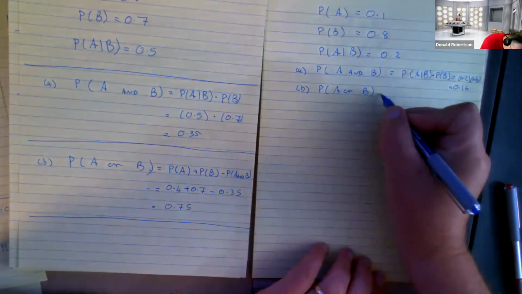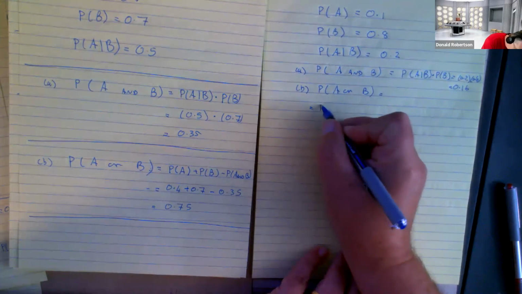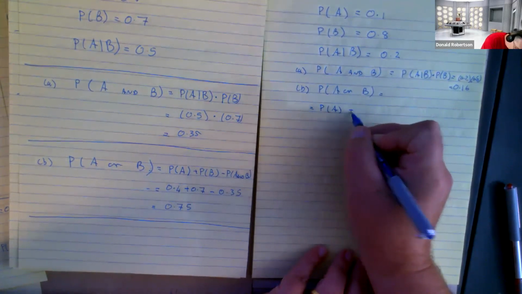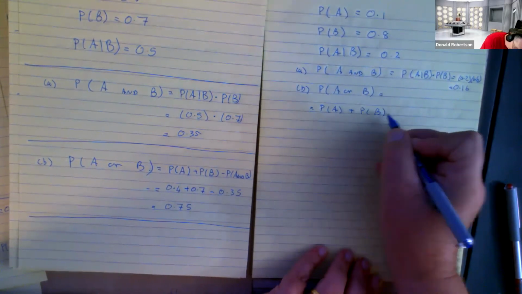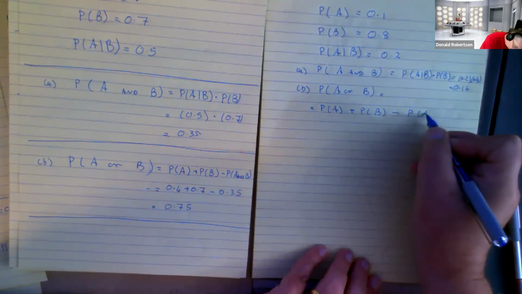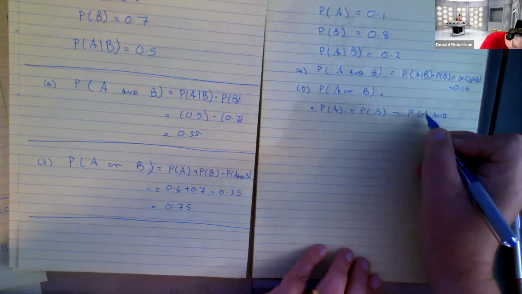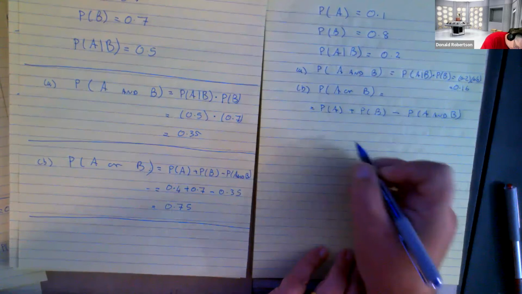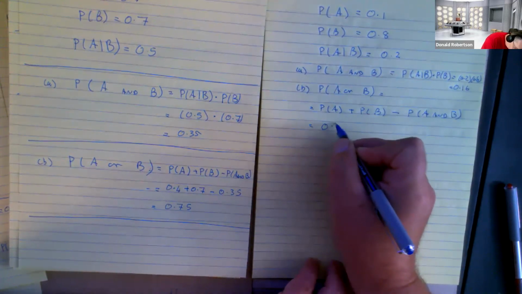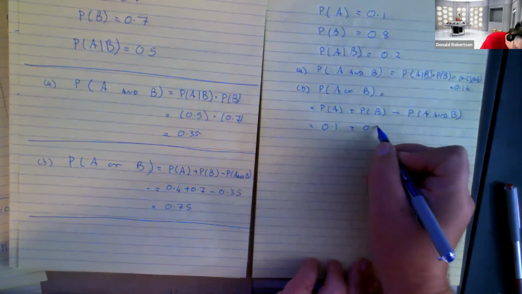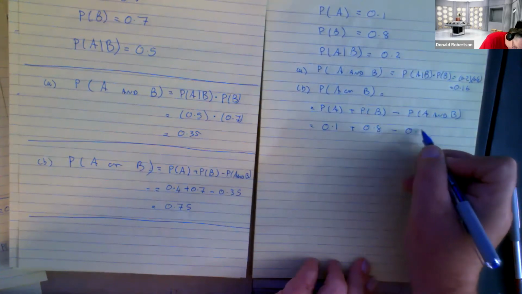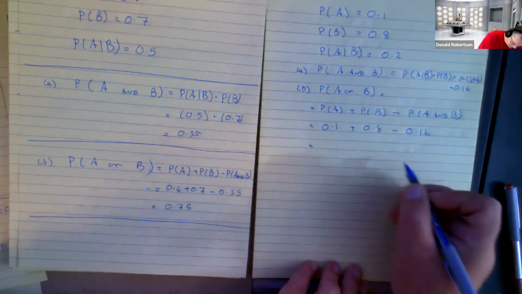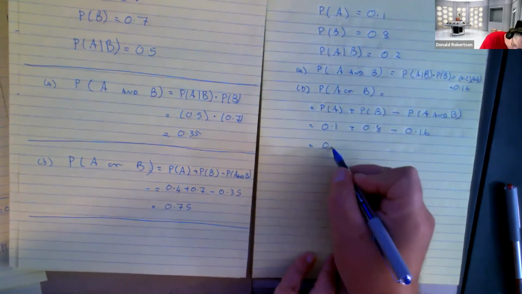Now, A or B, I guess I'll put it under here. Probability of A plus the probability of B, take away the probability of both of them happening, A and B. This guy is 0.1, this guy is 0.8, take away that guy. The answer is going to be 0.74.